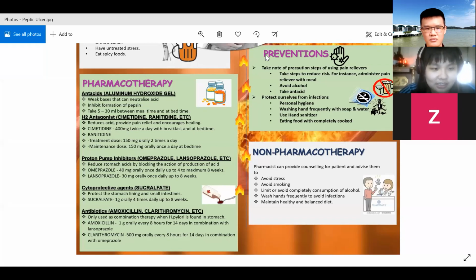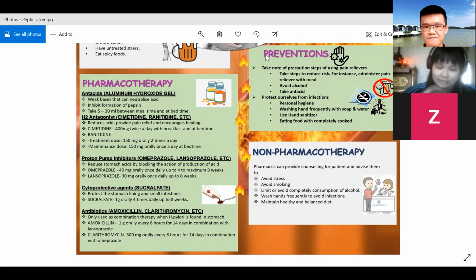Next one is H2 antagonist, cimetidine, ranitidine, etc. These two are the examples under this class. H2 is histamine, by the way. So the mechanism of action of this is H2 blocker. It will react with histamine for the H2 receptors in the stomach parietal cells, and it will depress the production of HCl.